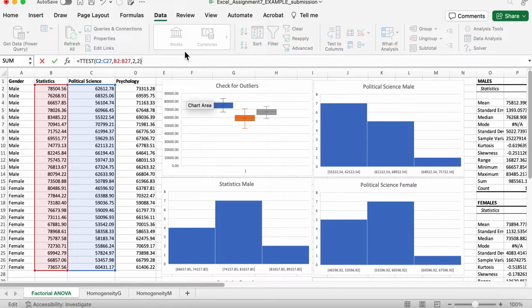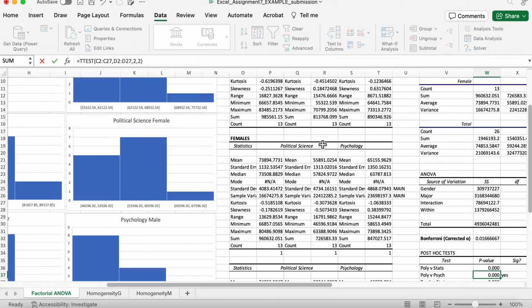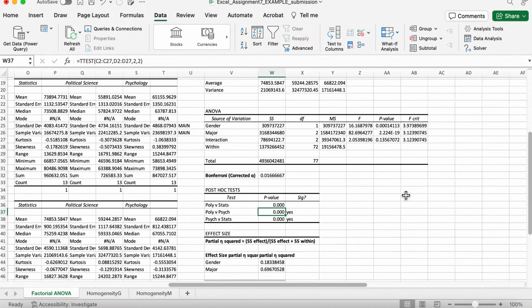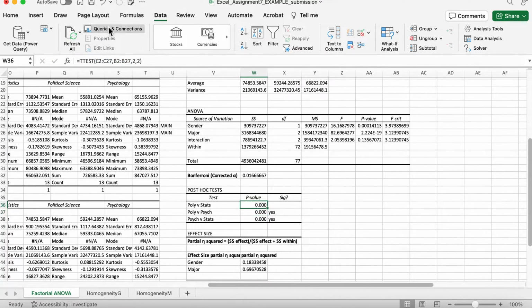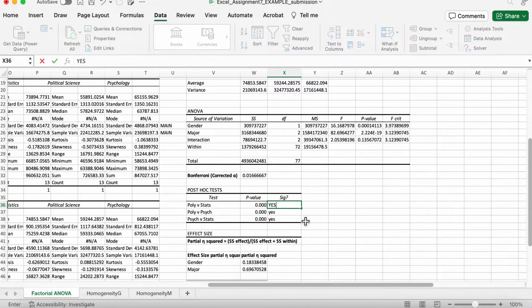And then you just put another parenthesis. So you have the first array, the second array, two-tail, and that it's homoscedastic, which was choice 2. So that's equals t-test is what you're going to use here. And then when you click enter, it's going to pop up your p-value that goes here. And I did this for each of these comparisons. And yes, this is significant.